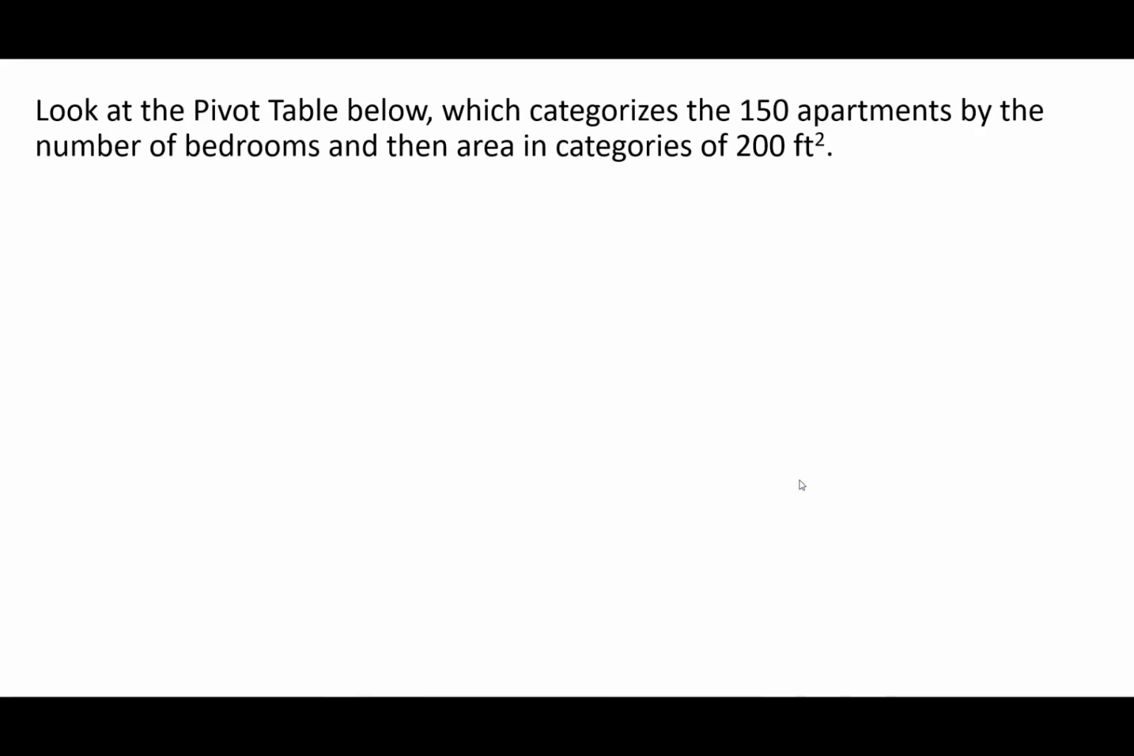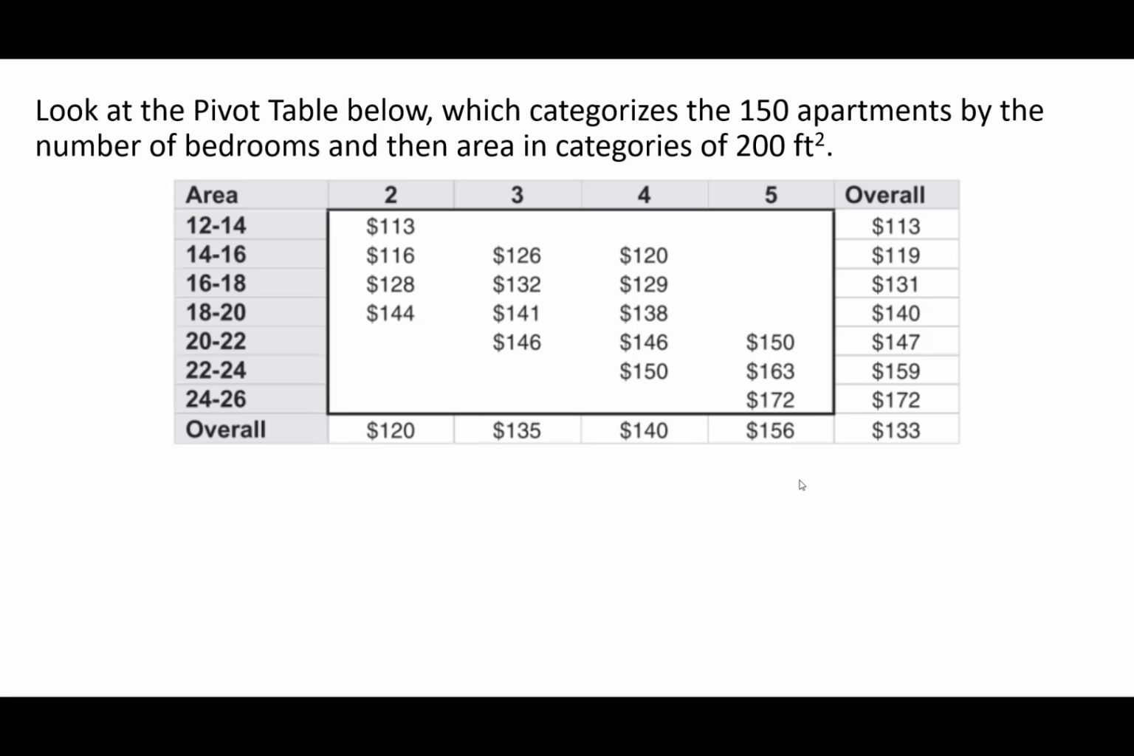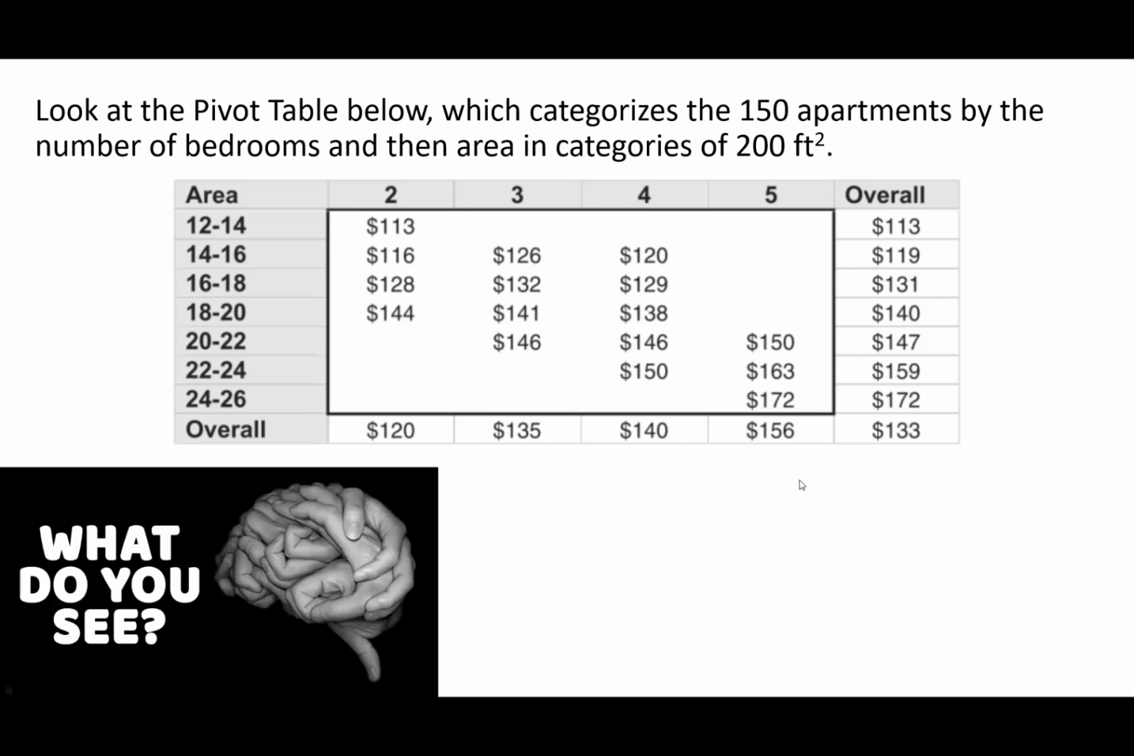So if we look at the pivot table below, we're going to make a pivot table of the same data and categorize the 150 apartments by number of bedrooms and then the area in categories of 200 feet. So the area is over there on the left-hand side in categories of 200 feet. We grouped it by every 200 feet. And then 2, 3, 4, 5 are the number of bedrooms. And then we calculate the average value of the apartments that were in that area range and had that number of bedrooms. What do you see?